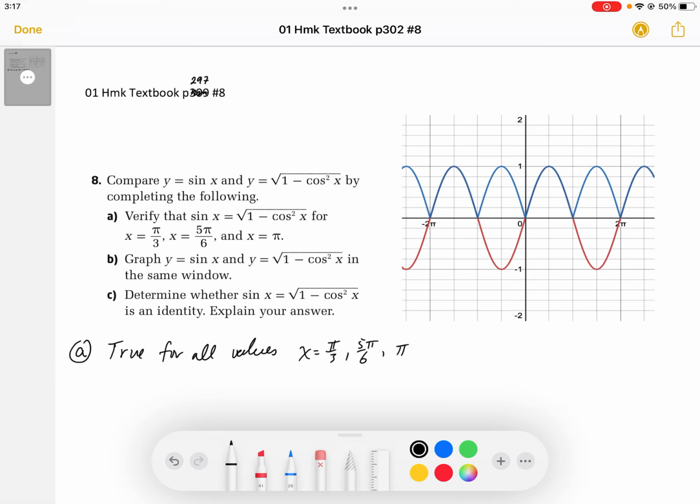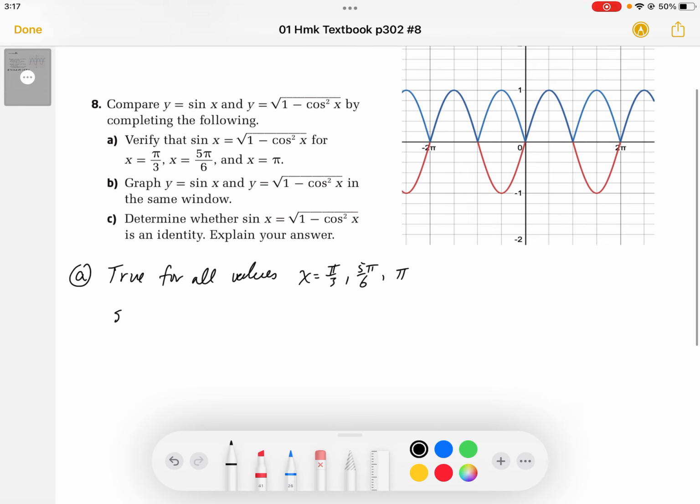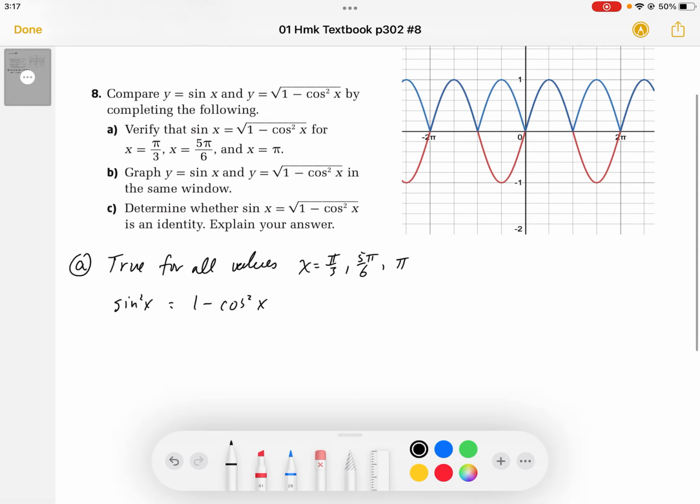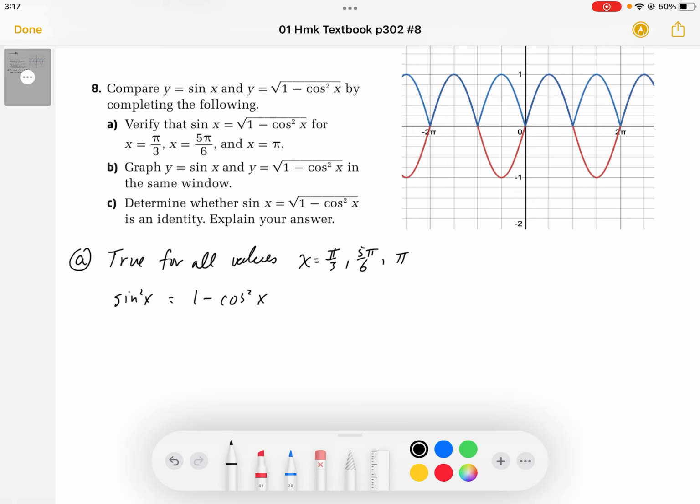Now, this we should expect because we know the Pythagorean identity is sine squared x equals 1 minus cos squared x, and this is true for all values of x. However, when we square root this and we get sine x equals the square root of 1 minus cos squared x, this is not quite true because if we were to actually square root this, we should have plus minus here.